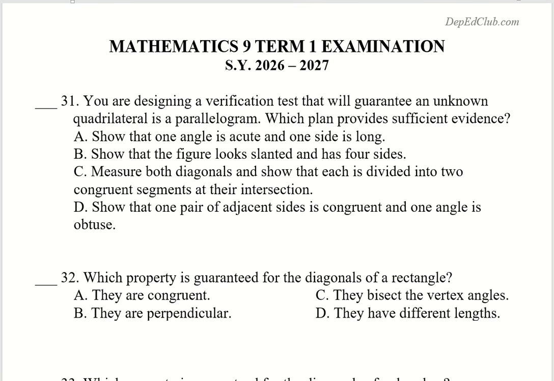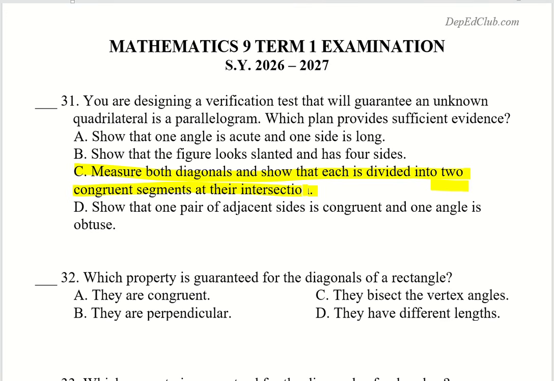Okay, 31. You are designing a verification test that will guarantee an unknown quadrilateral is a parallelogram. Which plan provides sufficient evidence? Again, for a parallelogram, opposite sides are congruent, diagonals bisect each other, opposite angles are congruent. So we'll go with letter C. Measure both diagonals and show that each is divided into two congruent segments at their intersection.